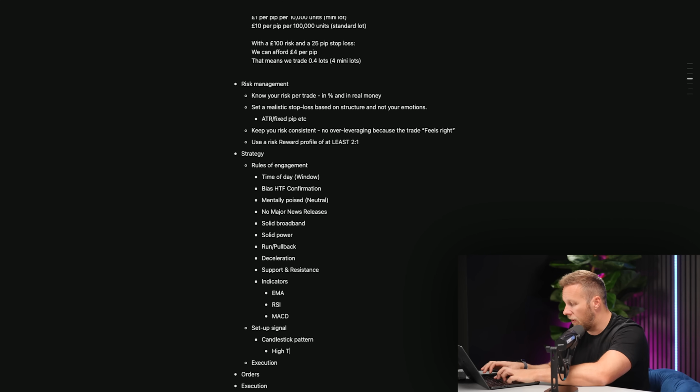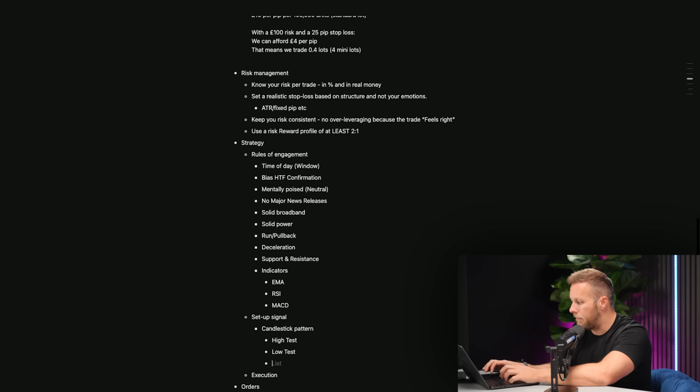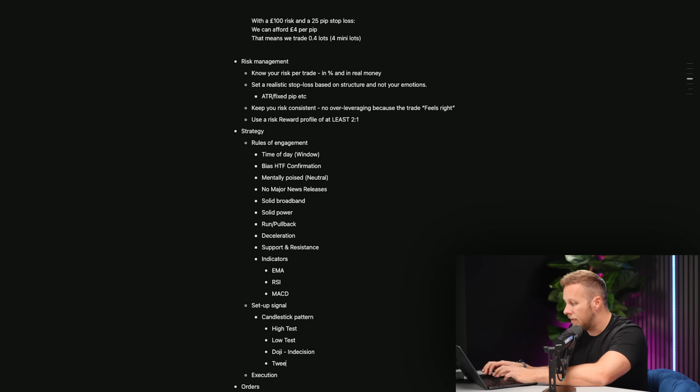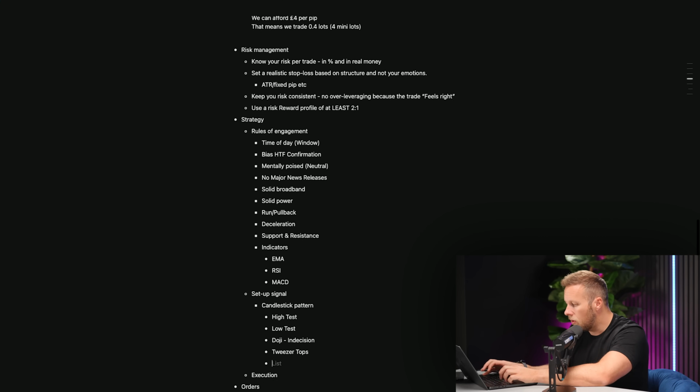So at this point, the actual setup signal is going to be a candlestick pattern that allows you to go, right, if this candle closes at a certain position or in a certain form, then I can enter the trade. So this might be a high test, which is very popular. It might be a low test. It might be a doji, which stands for indecision. It might be tweezer tops or tweezer bottoms.